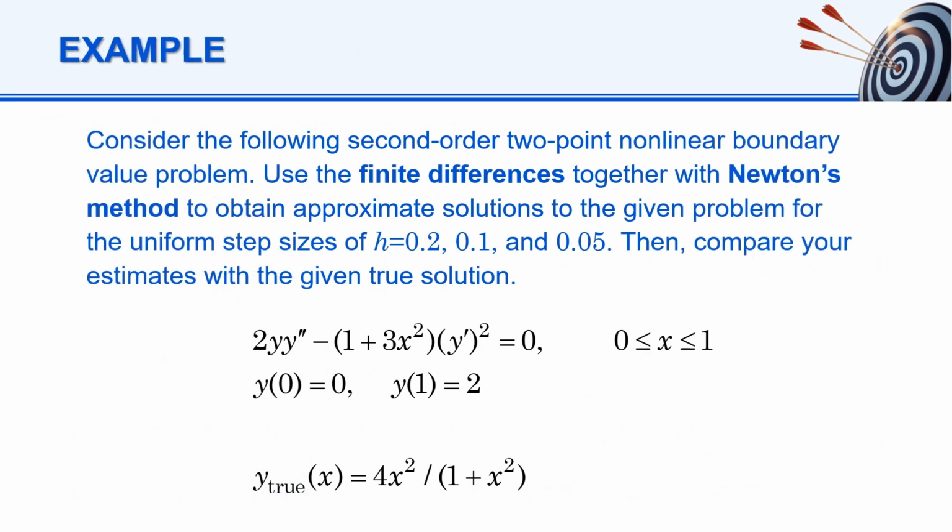Consider the following second-order two-point nonlinear boundary value problem. Use the finite differences together with Newton's method to obtain approximate solutions to the given problem for the uniform step sizes of h equals 0.2, 0.1, and 0.05. Then, compare your estimates with the given true solution.